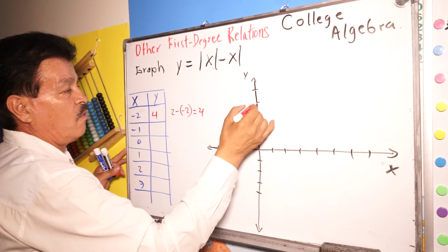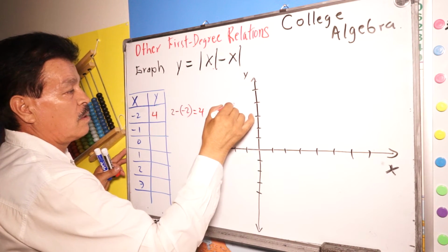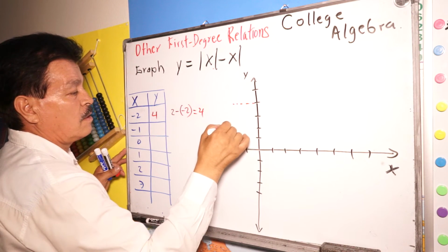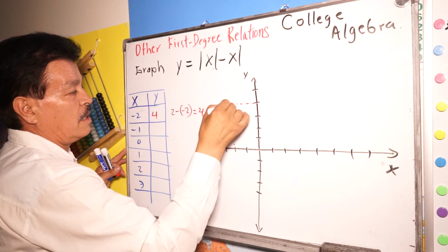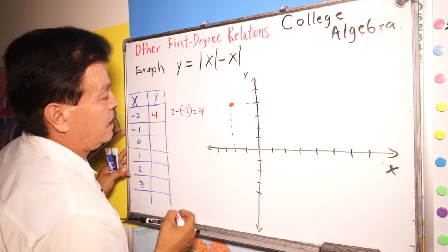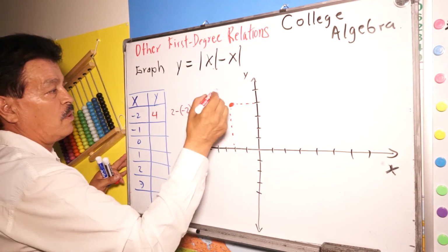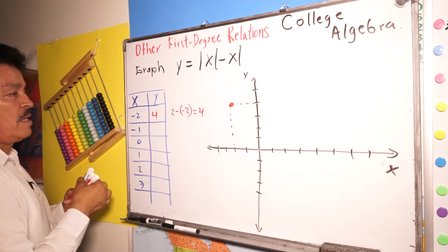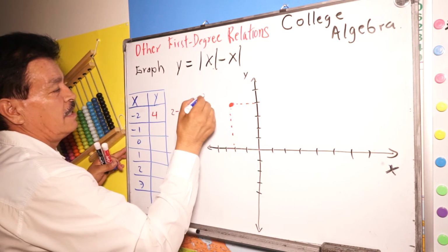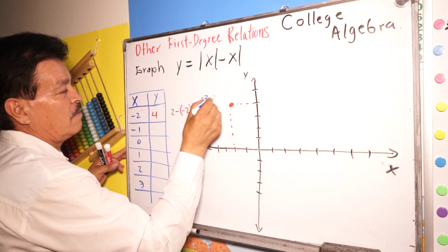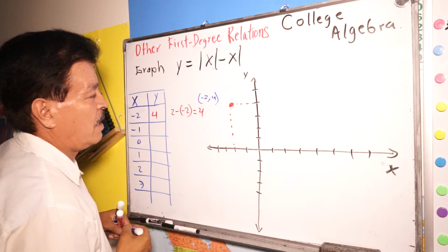1, 2, 3, 4. I have this point right here, okay? Negative 2 and 4. This is our point. Let me write it right here. Negative 2 and 4, and you have that point over there.